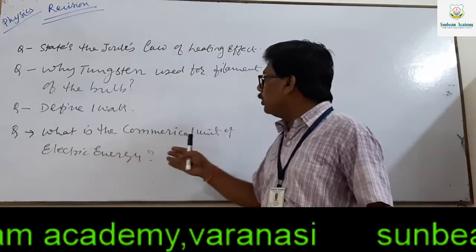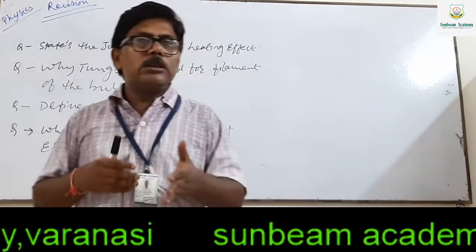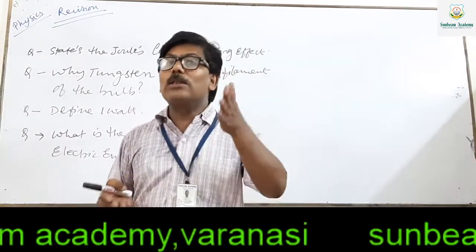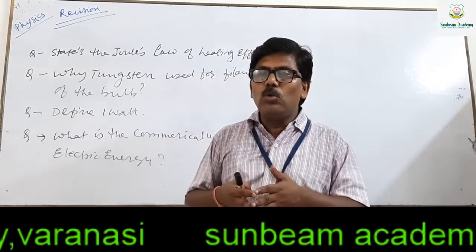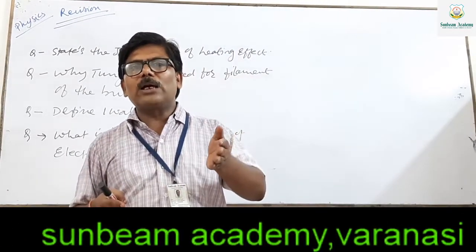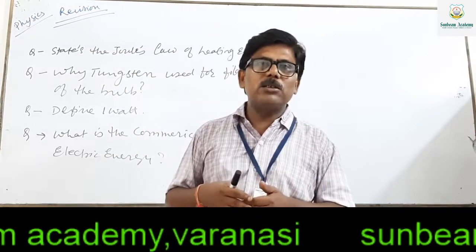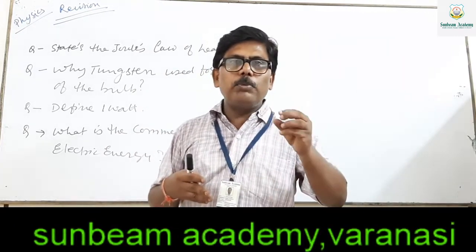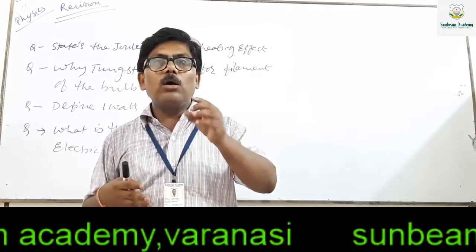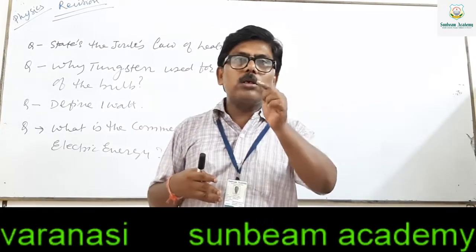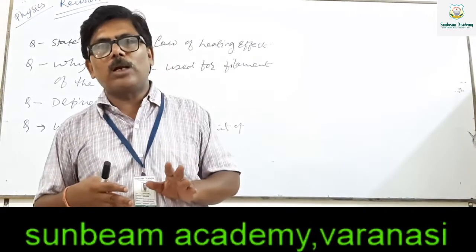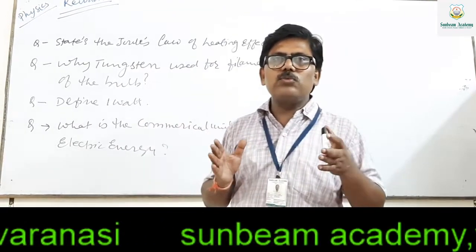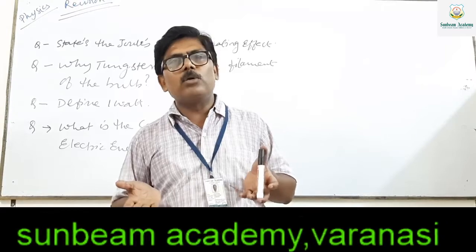Now, what is the commercial unit of electrical energy? Just now I have told that the commercial unit of electrical energy is kilowatt hour. Another question may be asked, show the relationship between the kilowatt hour and joule. So, 1 kilowatt hour is equal to 3.6 into 10 to the power 6 joule. It may be asked, what do you mean by BOT? BOT means board of trade unit. 1 BOT is equal to 1 unit, that is equal to 1 kilowatt hour. So children, these are the few very short questions which are frequently asked in the board examination.